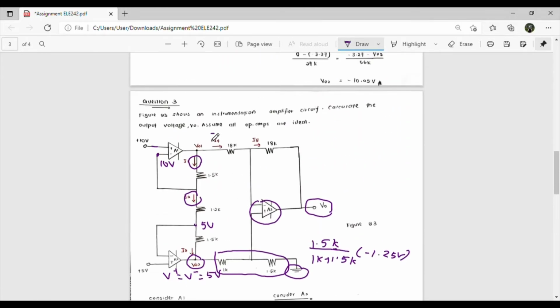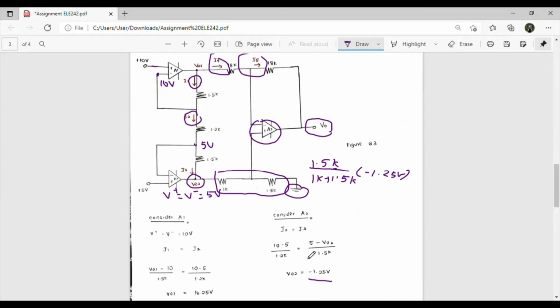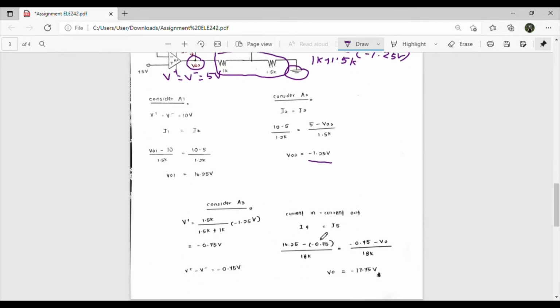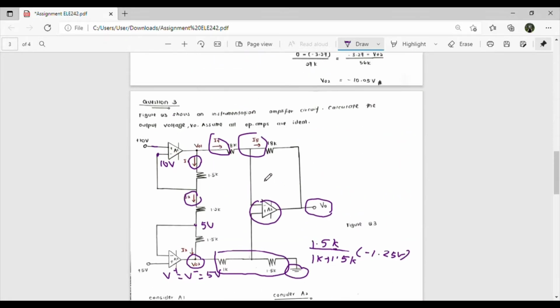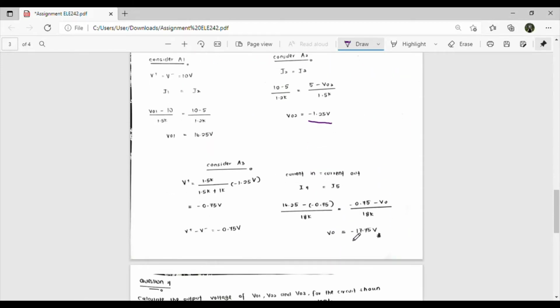Then we need to apply current in equal to current out here. So (V node 1 minus negative 0.75), where V node 1 is 16.25, don't forget the negative, divided by 18k, equals I5: (negative 0.75 minus V node) divided by 18k. So we get that V node is negative 17.75 volts. Later I will prove my answer with the simulation.